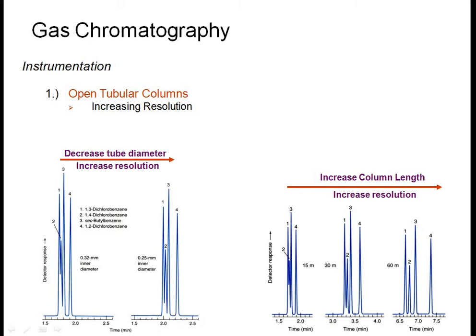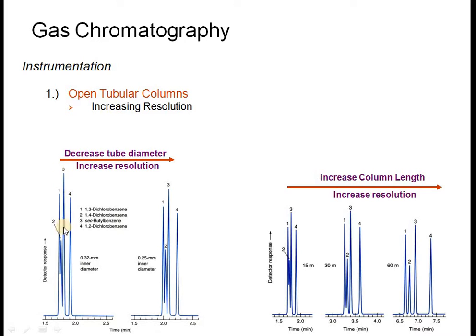Now open tubular column, increasing resolution. This is the increased resolution. The first sample is 1,3-dichlorobenzene, the second is 1,4-dichlorobenzene, the third is sec-butylbenzene, and the fourth is 1,2-dichlorobenzene. And this is the detector response. Diameters of 0.32 mm and 0.25 mm.